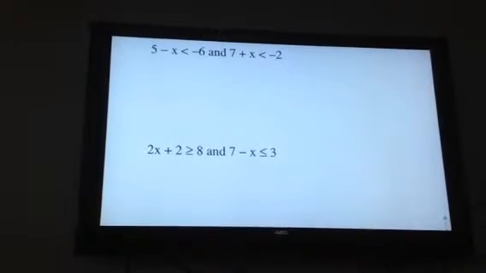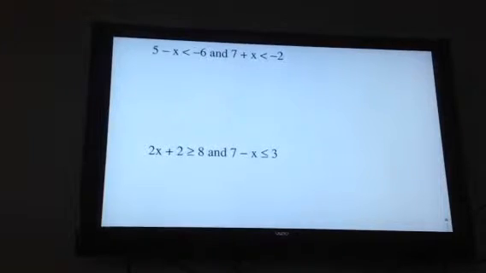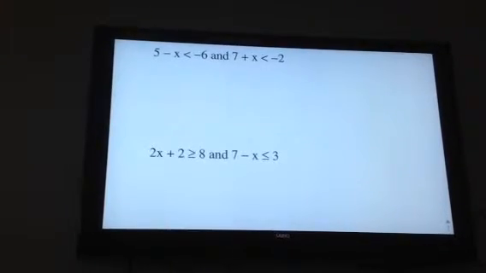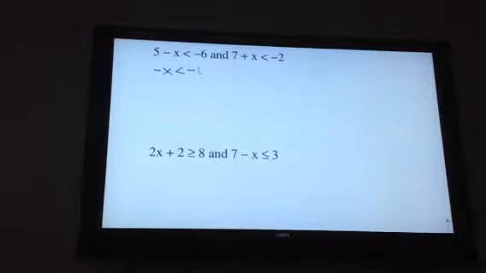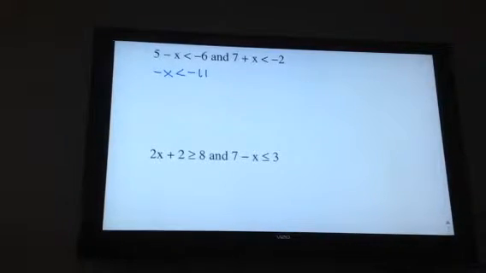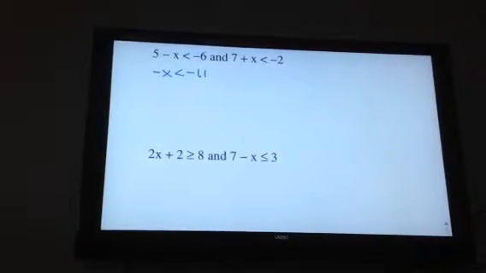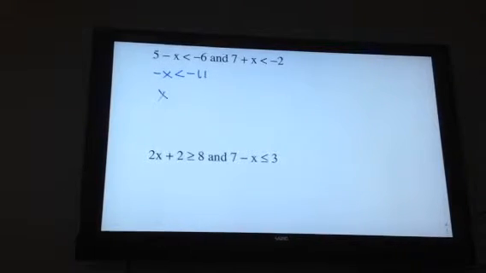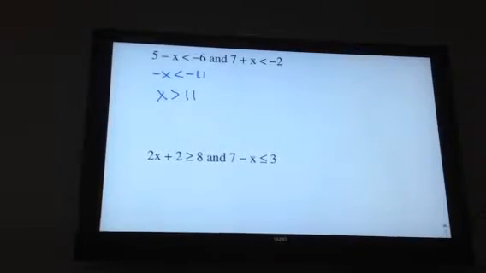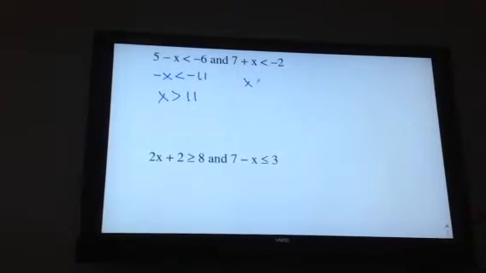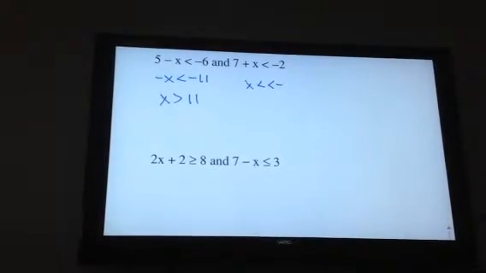Okay, next example. We have a conjunction, so we're going to solve each side. We're going to subtract 5. So negative x is less than negative 11. Divide by negative 1. Ding, ding, ding, ding. You're dividing by a negative. Switch the direction of the inequality symbol. So x is greater than 11. On the other one, I'm going to subtract 7. So x is less than negative 9. Why did I do that? X is less than negative 9.